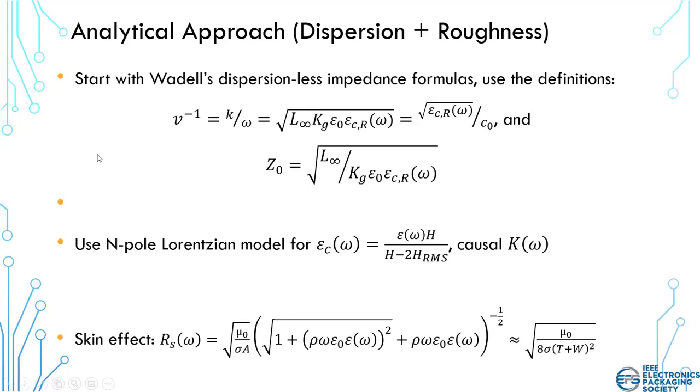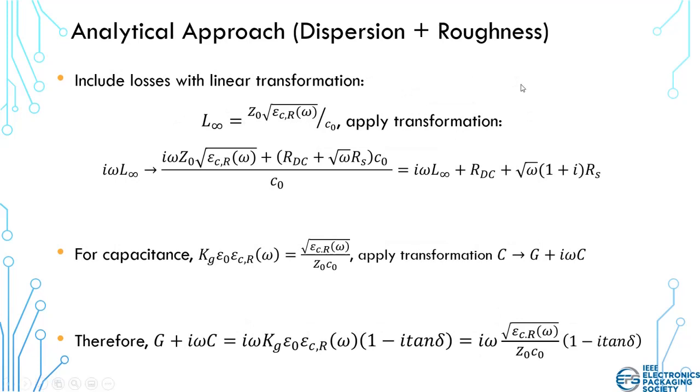And so to then get to a model that accounts for roughness and dispersion, here we have two equations and two unknowns. All right, so our first unknown is L infinity. Our second unknown is K sub G. What we can do then is just solve for K sub G and L infinity, and then we'll use a linear transformation to add back in the skin effect and copper roughness, and then we will rederive a new impedance in terms of the old impedance. And so I'm going to show this here in the next slide.